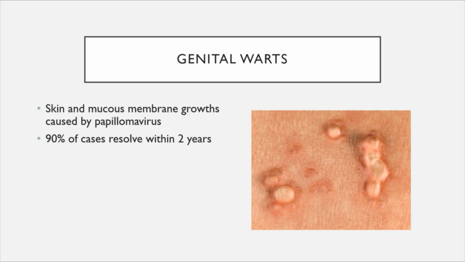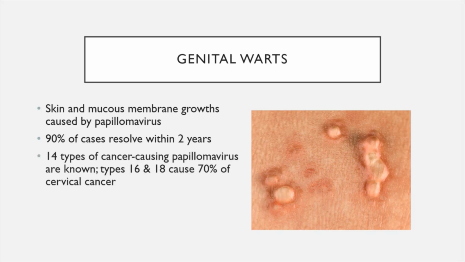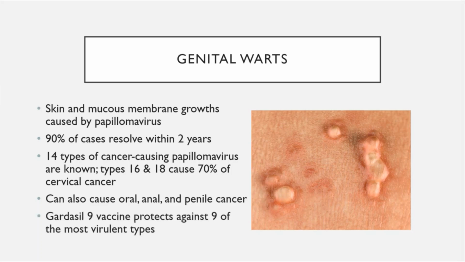There are well over 100 different strains of papillomavirus, and 14 have been identified as cancer-causing. Type 16 and 18 in particular are the cause of 70% of cases of cervical cancer. These strains can also cause oral, anal, and penile cancer. And this is the reason why a vaccine called Gardasil was developed to protect against human papillomavirus. Gardasil 9 protects against 9 of the most virulent types, but of course it does not protect against all of them, given that there are well over 100 strains of HPV.